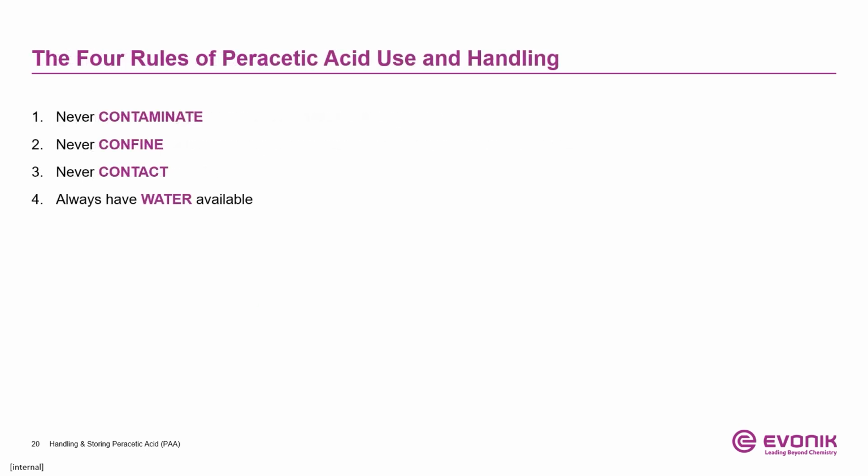There are 4 rules you should know about the safe use and handling of peracetic acid. First, never contaminate the product. Second, never confine it. Third, never personally expose yourself to it or have it contact incompatible materials. And finally, always have water available.